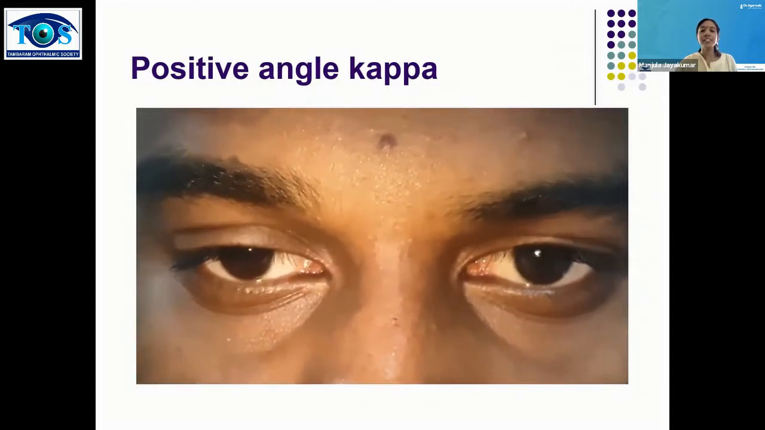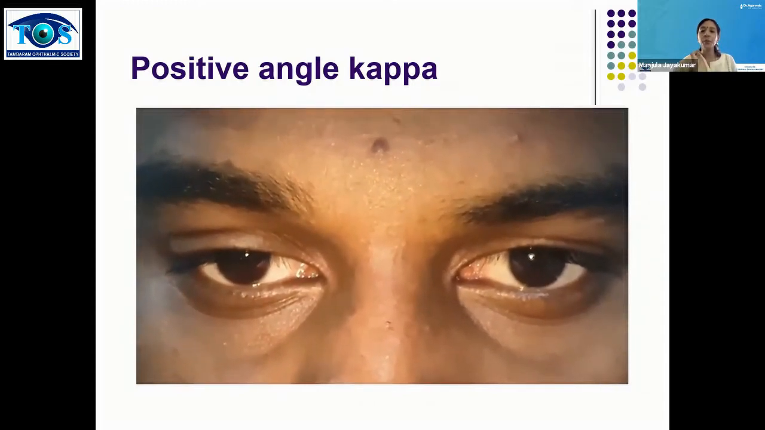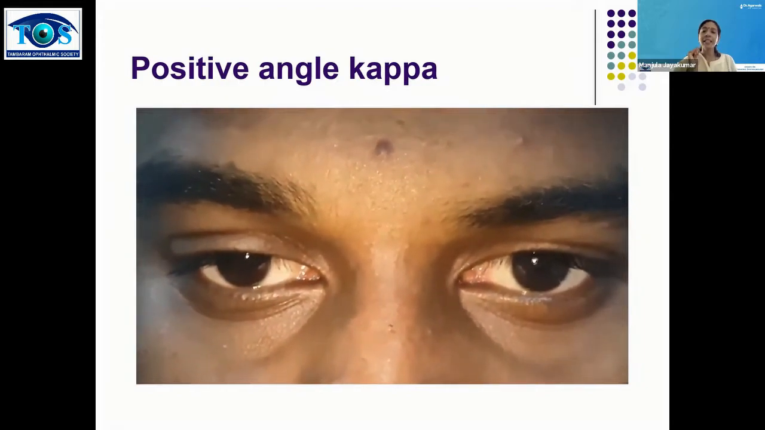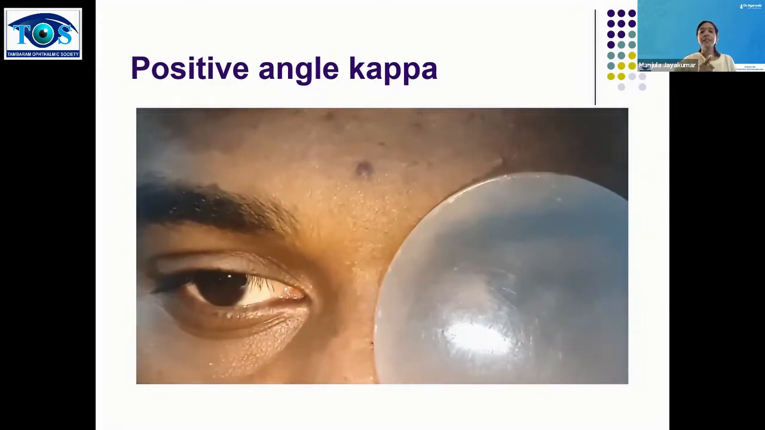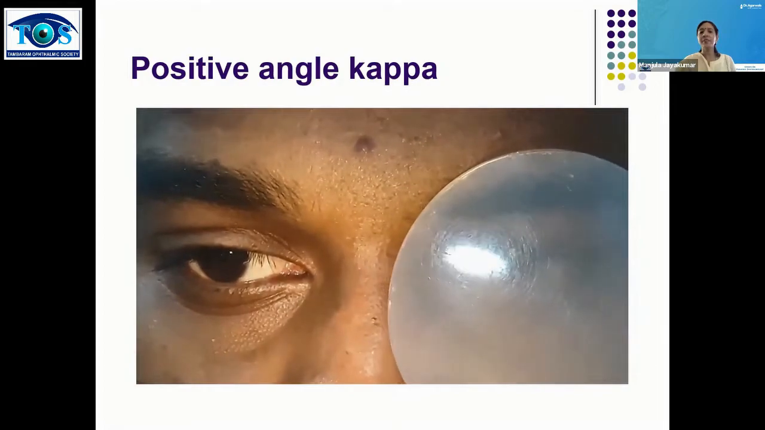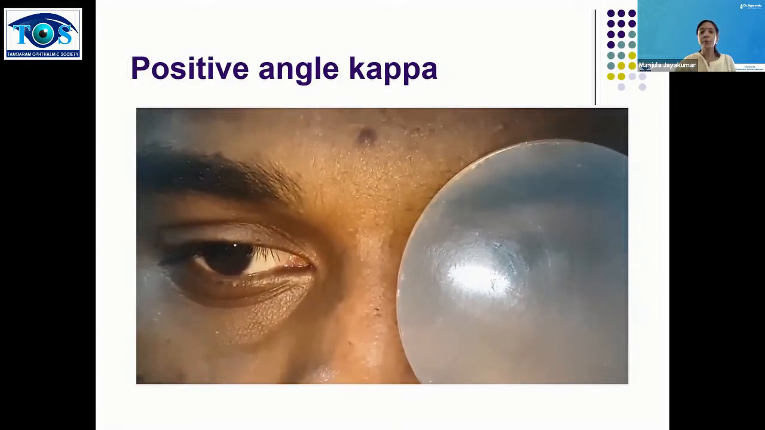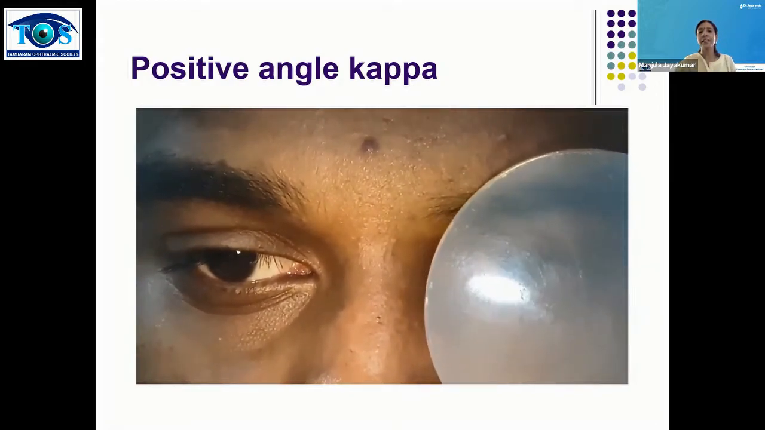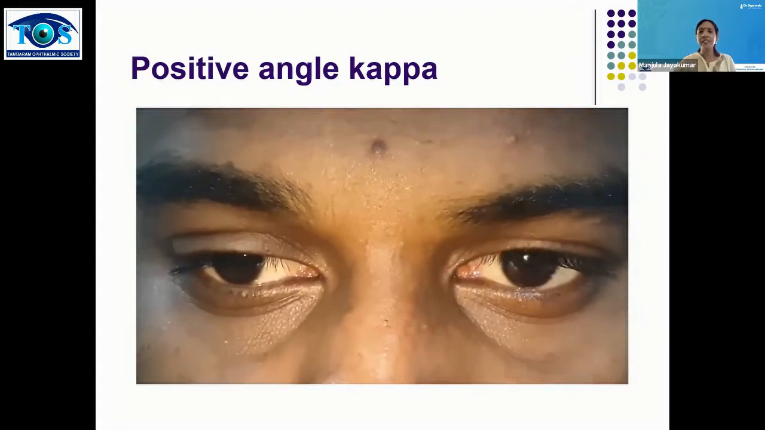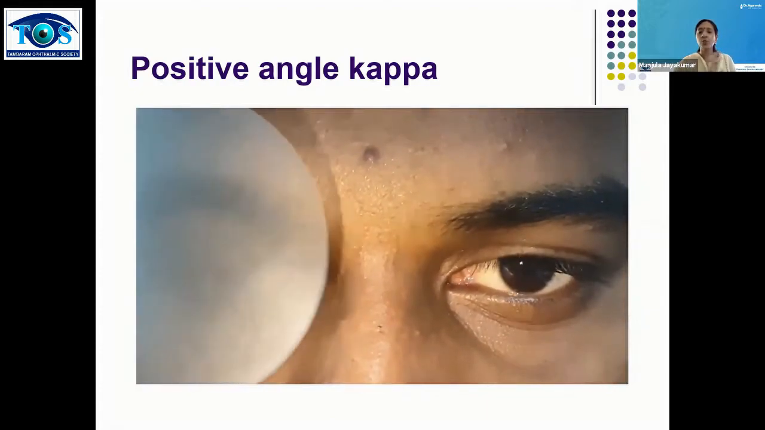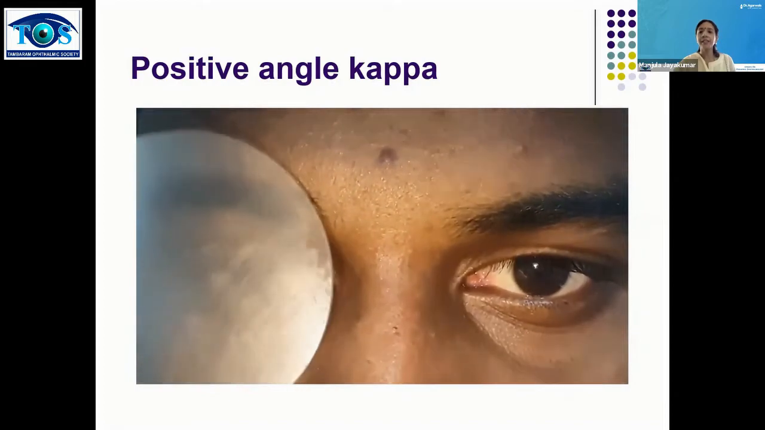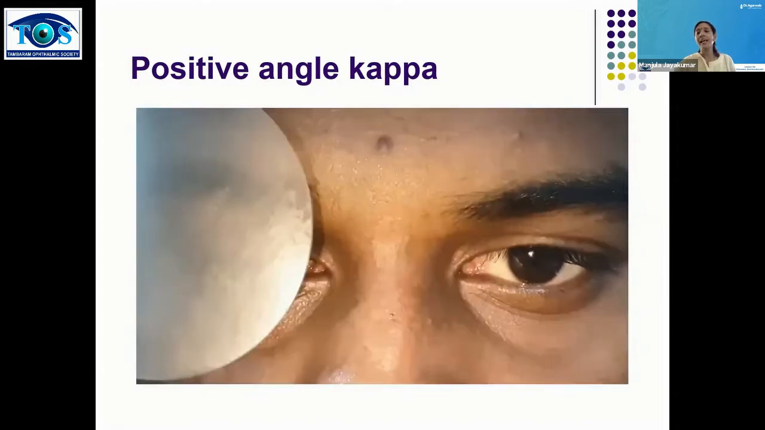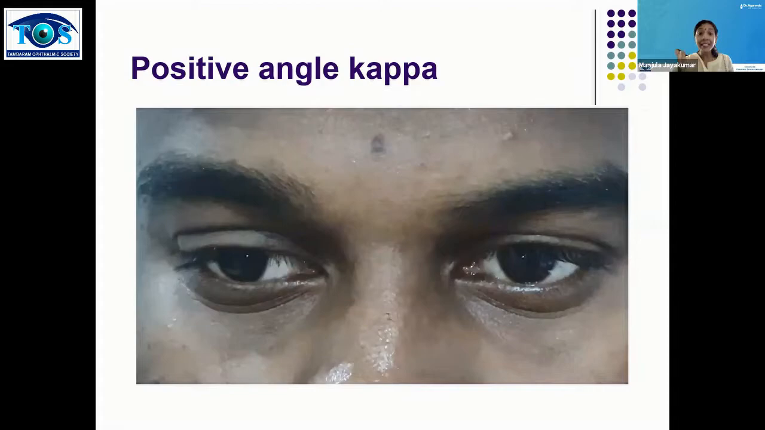Do the cover test, shine the torch. Now I'm doing it in both eyes, then I cover the left. He's taking it. Where is the right? So much. At the end, he has a large positive angle. We are just looking at the clinical signs. Don't bother about what is causing the large angle. So this is again another large positive angle kappa, bilateral positive angle kappa.